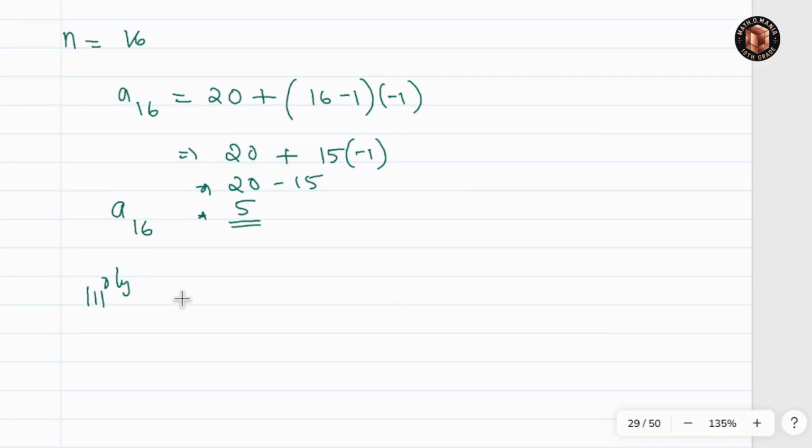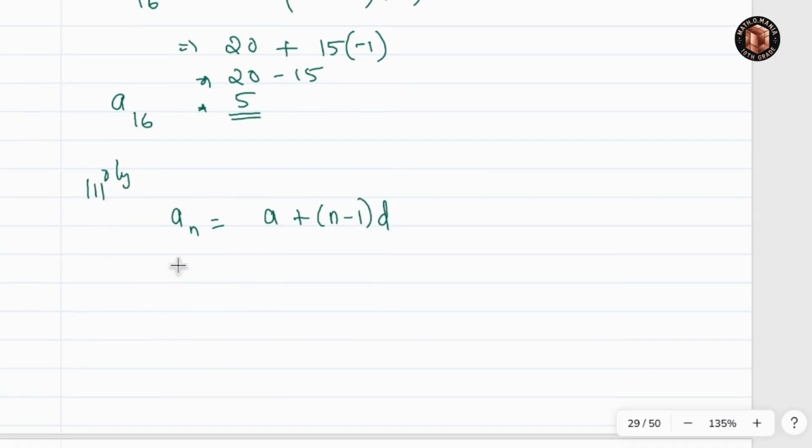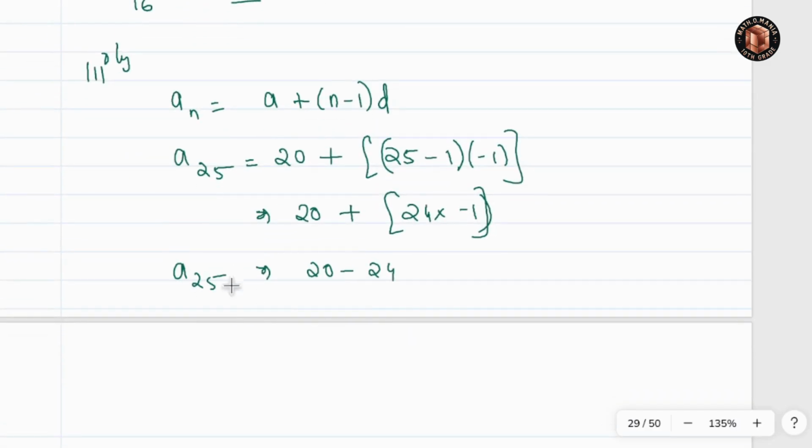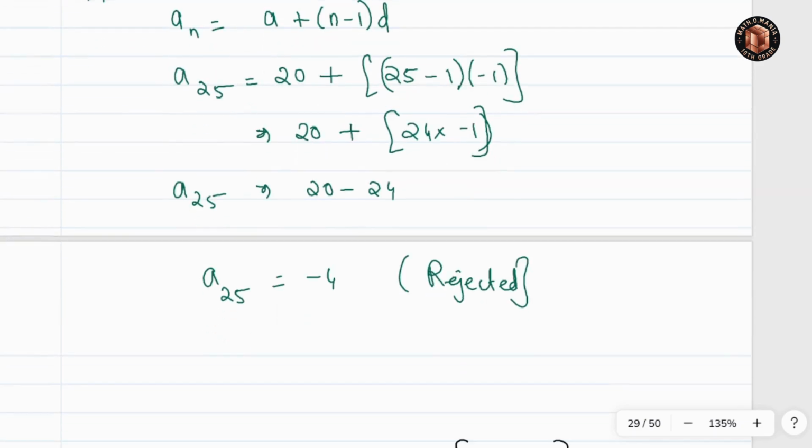Similarly, let's check it for the 25th term. That is n equal to 25 again: an equal to a plus n minus 1 into d. That is, a25 equal to 20 plus 25 minus 1 into d, which is minus 1, which is equal to 20 plus 24 into minus 1, which is equal to 20 minus 24. That is a25 equal to minus 4. This is rejected. Why? Because a negative number is not possible in this case.